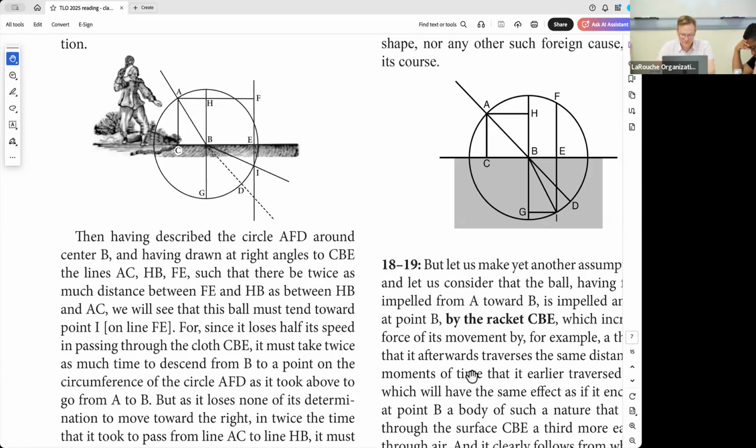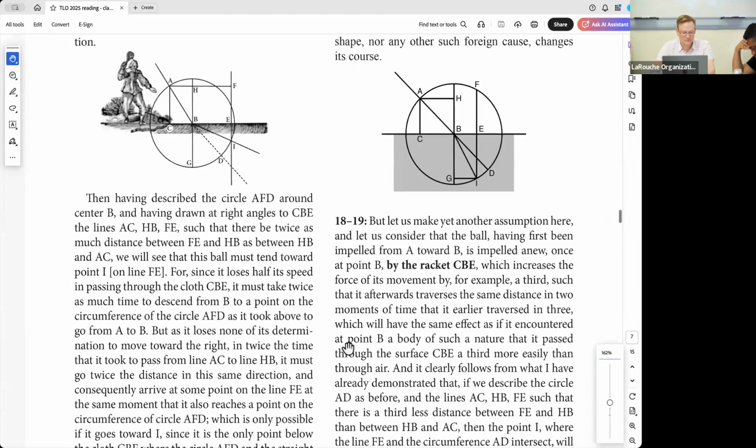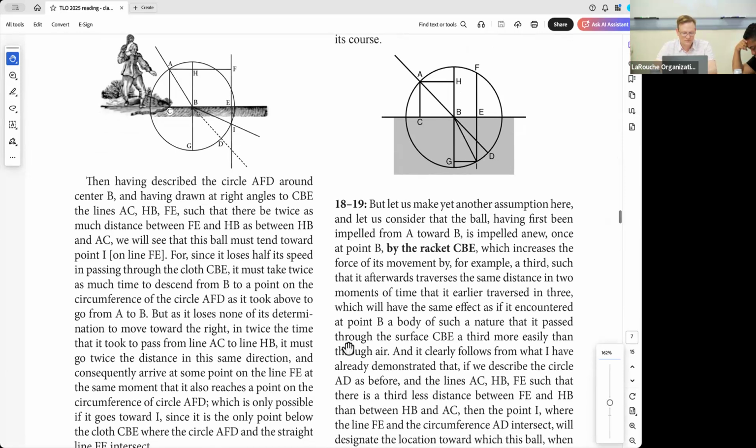But as it loses none of its determination to move toward the right, in twice the time that it took to pass from line AC to line HB, it must go twice the distance in this same direction, and consequently arrive at some point on the line FE at the same moment that it also reaches a point on the circumference of the circle AFD, which is only possible if it goes toward I, since it is the only point below the cloth CBE where the circle AFD and the straight line FE intersect.